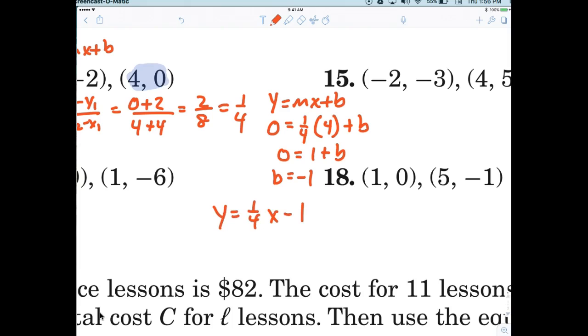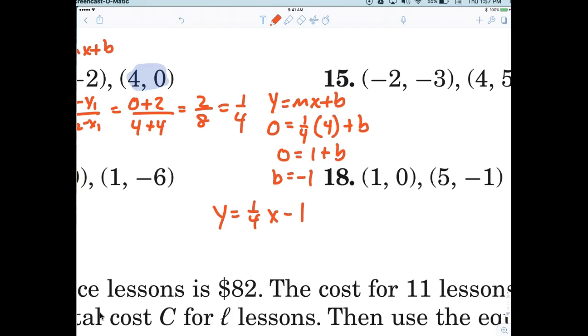Beautiful, guys. Perfect. In unison, that sounded really good, guys. Y equals 1/4 x minus 1. Any issues with that? Nope.